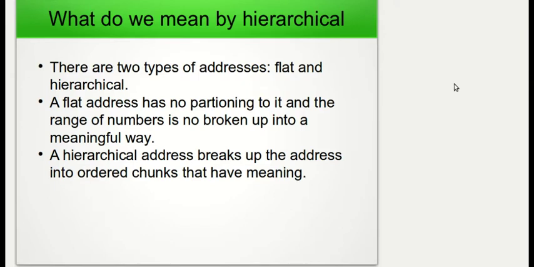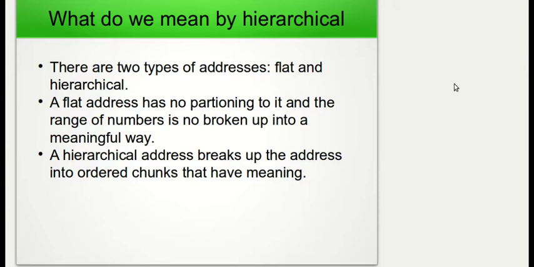Before we talk about why IP has a hierarchical addressing structure, we need to know that there are two types of addresses, flat and hierarchical. A flat address has no partitioning in it, and the range of numbers is not broken up in a meaningful way. But with a hierarchical address, the address is broken up into ordered chunks which have a meaning. As an example, a license plate of a car is a flat address. There are no groups of digits in the license plate which have any special meaning. A license plate is just to uniquely identify a car.